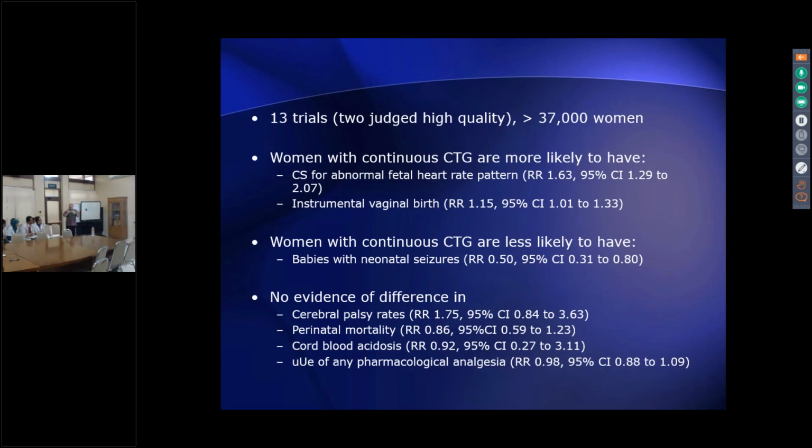We do know from the evidence that is available, and there isn't a lot of evidence, it's only a small number of studies that follow the infants up long-term, that those seizures are not associated with long-term consequences. Interestingly, we found no evidence of a difference in babies who were monitored continuously versus those with intermittent auscultation in cerebral palsy rates, in perinatal mortality rates, in umbilical cord blood acidosis levels, or in use of any pharmacological analgesia.